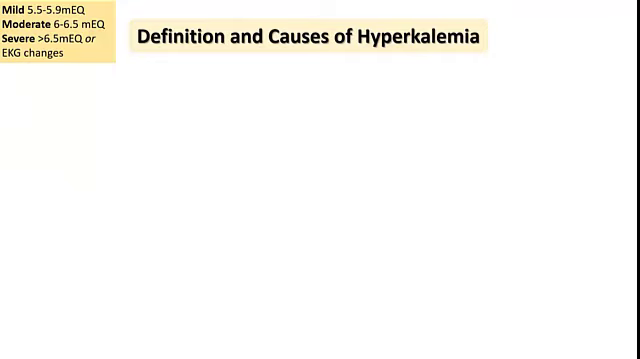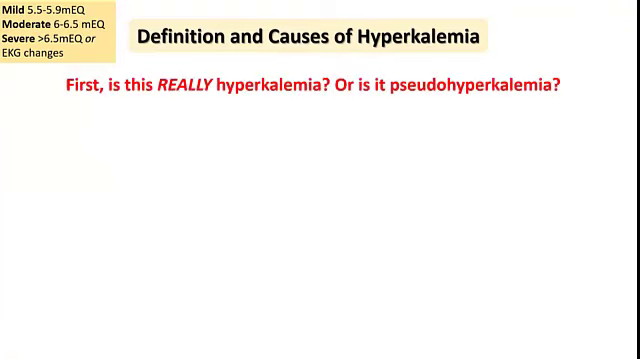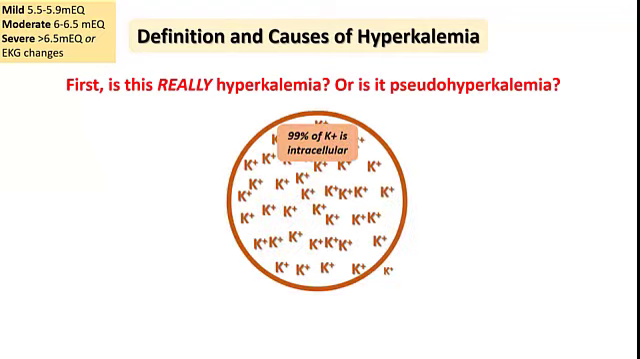But before we even get to the causes of hyperkalemia, we need to first make sure that this is true hyperkalemia and not pseudo-hyperkalemia. In other words, a falsely elevated potassium level. As we already know, 99% of your body's potassium is stored intracellularly. So if anything causes cells to become damaged during or after the blood draw process, potassium can spill out of these cells and cause an artificially high value.